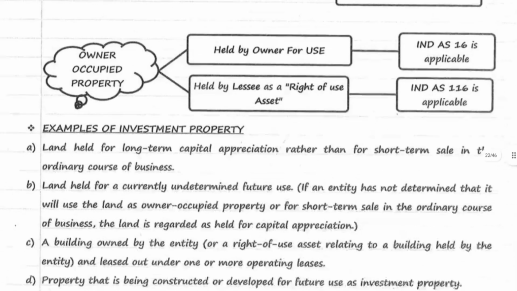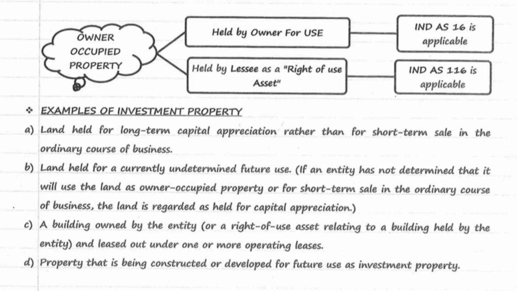What are the examples of investment property? Land held for long-term capital appreciation rather than for short-term sale in the ordinary course of business. Next, land held for a currently undetermined future use. If an entity has not determined that it will use the land as owner-occupied property or for short-term sale in the ordinary course of business, the land is regarded as held for capital appreciation.